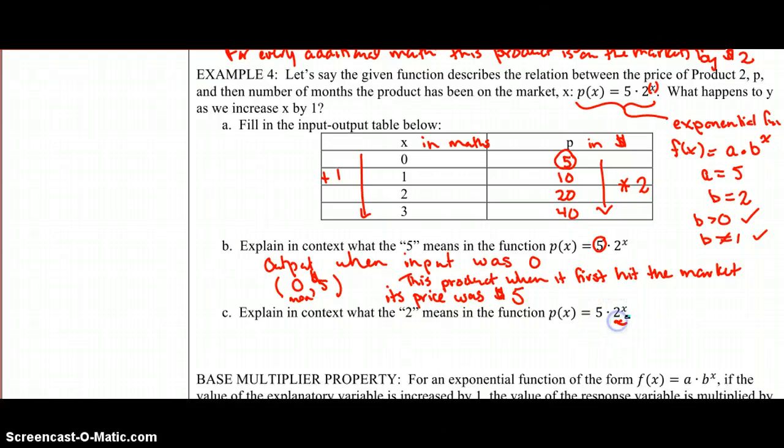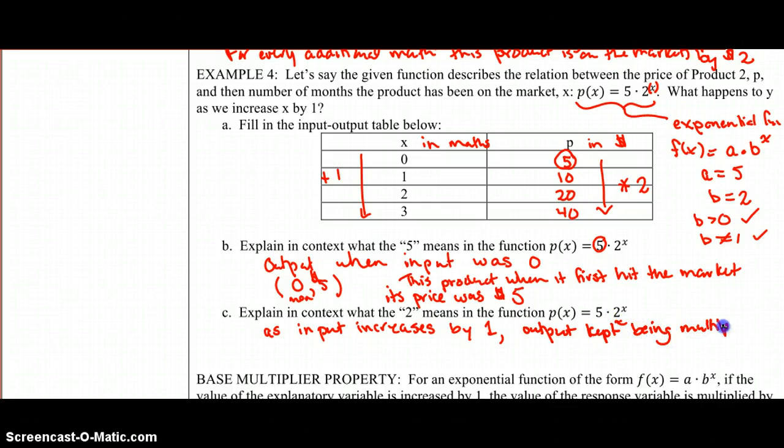Okay, so the base on this exponential piece of our term here. And so again, if we go up to the table, we'll see that as we kept increasing our power here from 0 to 1 to 2 to 3, we were introducing another factor of 2. And so those outputs kept doubling. So as input increases by 1, in this case, the output kept being multiplied by 2.